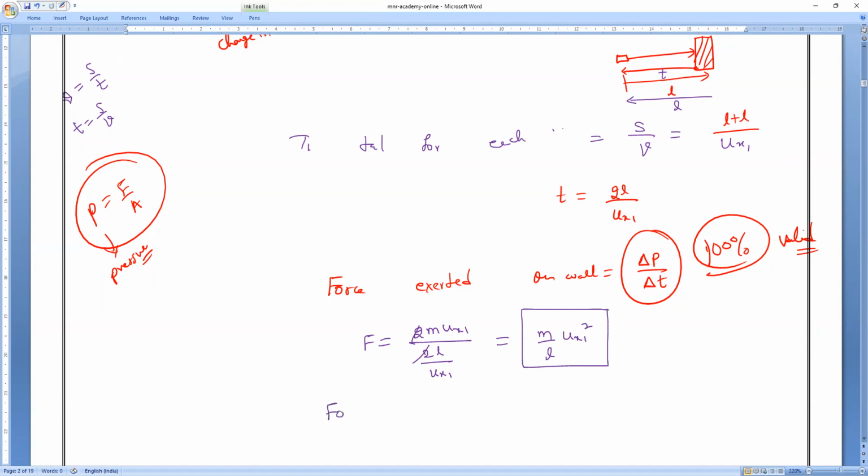Anyone having any doubt, you can ask me. So force is equal to m by l ux1 square. Till here you solve it, then we'll continue with the pressure. Any doubt, guys? Please let me know, all of you. No doubt, you can do it. Be sincere, be on time, no late, please.